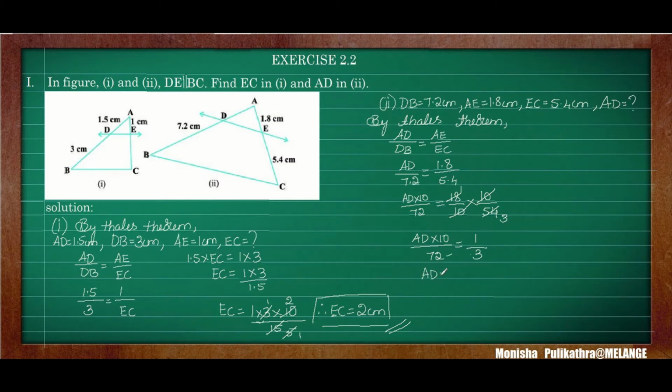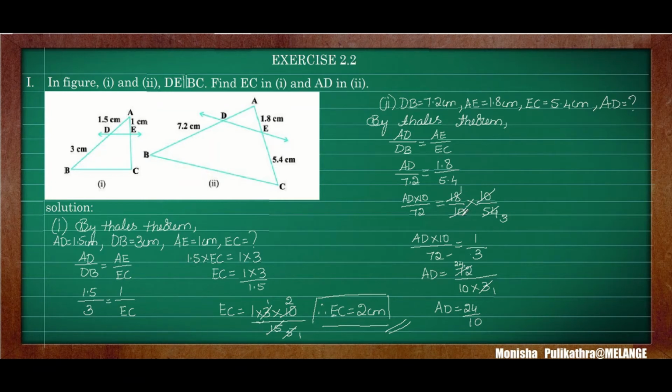So AD is equal to 72 in the numerator, divided by 10 in the denominator, into 3. Divide by 3: 3 1s are 3, 3 2s are 6, 3 4s are 12. So AD is equal to 24 divided by 10. We know that in order to remove the decimal point, we have applied a 10 here.